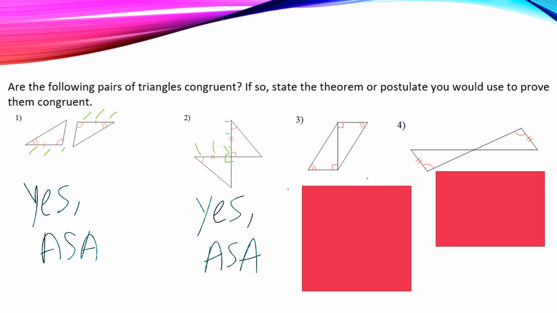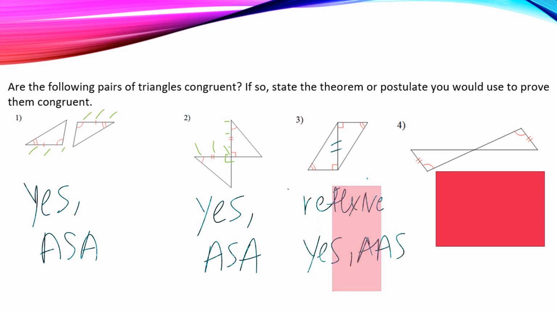Number three, so we have two angles, but we don't have a side, but we could assume that the middle line is congruent because of the reflexive property. So this would make it angle, angle, side, and those two triangles would be congruent.